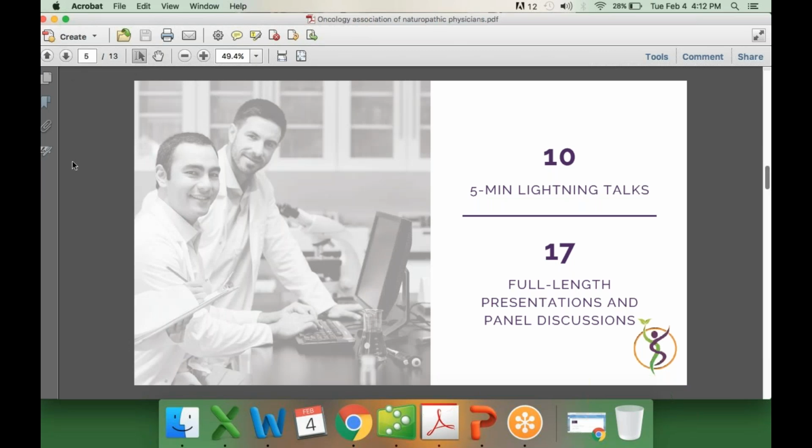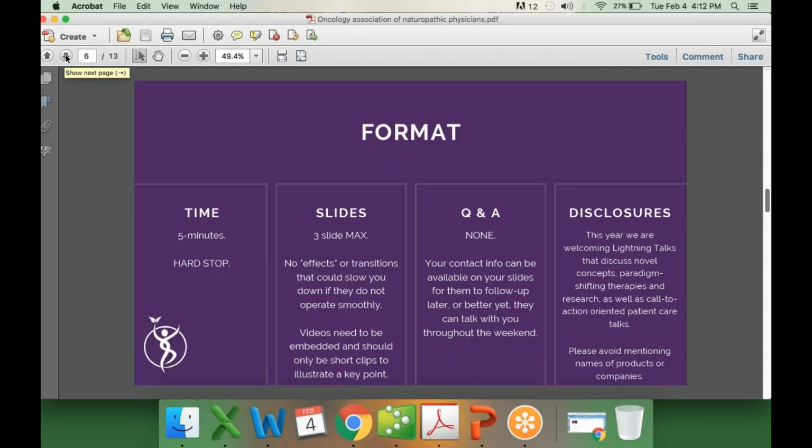So as a review, we do have around 17 full-length presentations and panel discussions. And then we're going to be having 10 five-minute lightning talks. It'll be 5 on Saturday, 5 on Sunday. And as you can see, that just really adds a whole other layer of topics. It almost ends up tripling the content. So we're really excited about that.